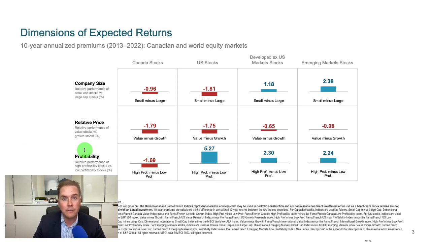Now, you can see that not all the premiums were negative. There were positive risk premiums in the United States for profitability specifically, and in international and emerging markets as well for more profitable stocks. There was a size premium in emerging markets as well as international markets. The point here is that by targeting these additional risk factors in your portfolio, you have to anticipate that there are going to be periods of time where, even though over the long pull we expect them to outperform, in the short pull they might underperform.